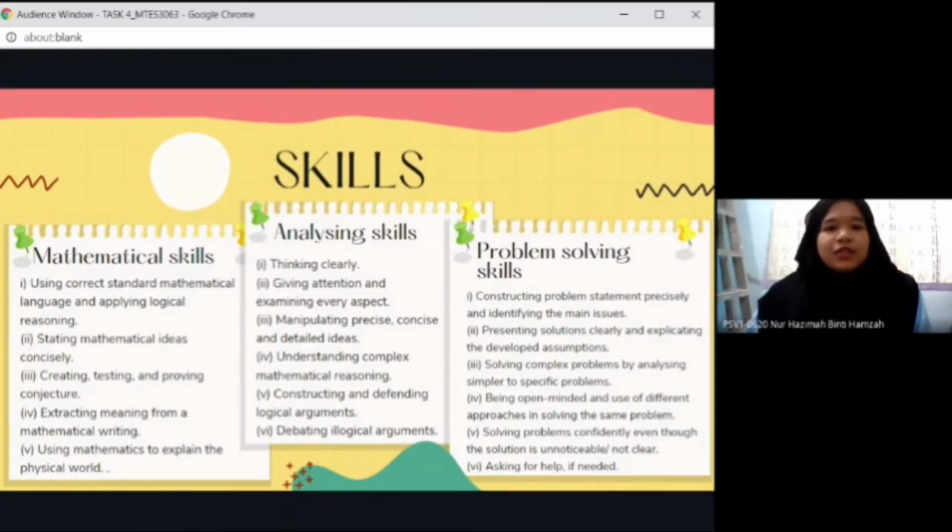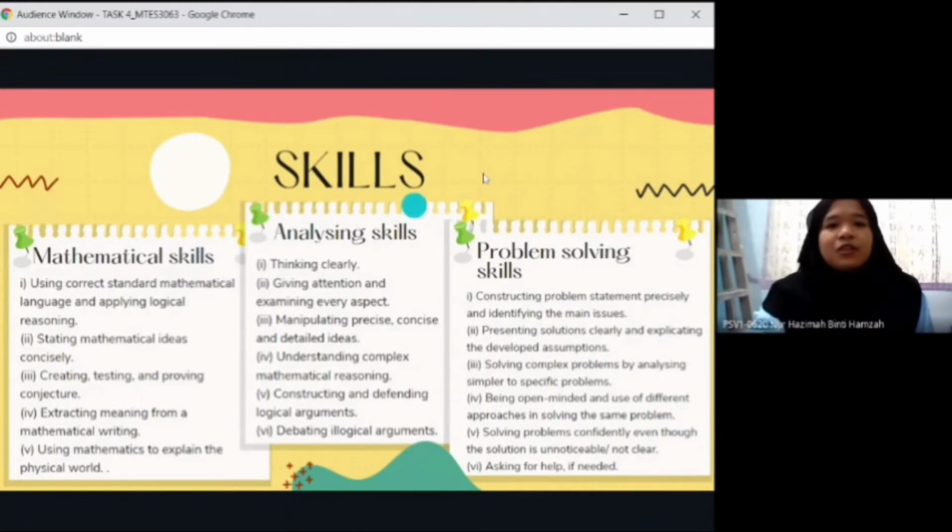Number 2, presenting solutions clearly and explicating the developed assumptions. Number 3, solving complex problems by analyzing simpler to the specific problems. Number 4, being open-minded and using different approaches in solving the same problems. Number 5, solving problems confidently even though the solution is unnoticeable or not clear. And then number 6, asking for help if needed.